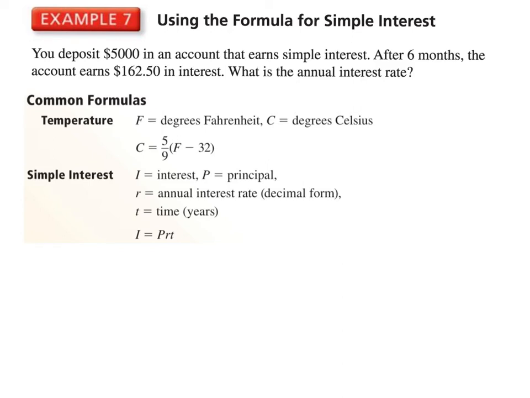Using the formula for simple interest. All right, you deposit $5,000 in an account that earns simple interest. This amount that you deposit, that's known as your principal. That's P. And earns simple interest, that's just I. After 6 months, 6 months is your time T. The account earns $162.50 in interest. What is the annual interest rate? So that's actually your I here. That's how much you've made.